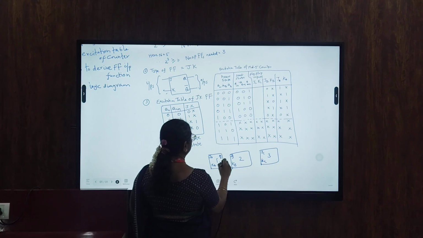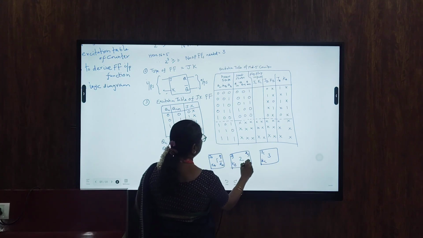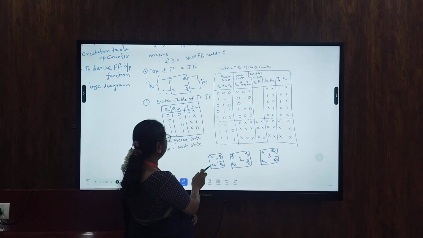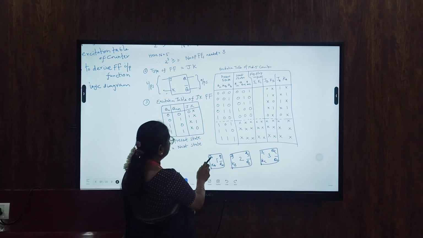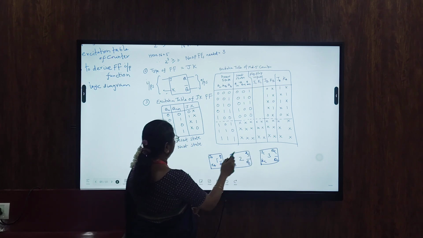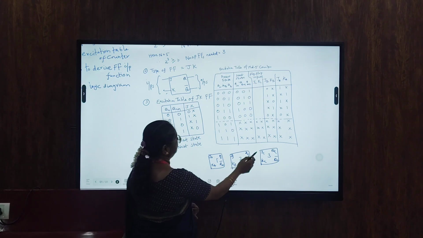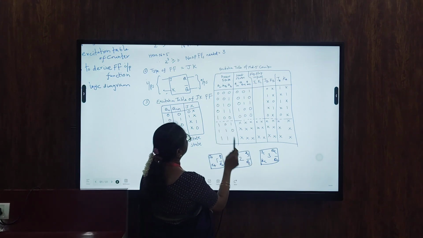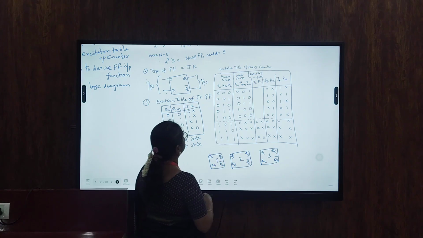Here it is QA bar. The outputs here are QB and QB bar. Here it is QC and QC bar. So our aim is to find out the inputs to the three JK flip-flops: JA, KA, JB, KB, JC, KC. For this only we are writing this excitation table as per our design constraint.